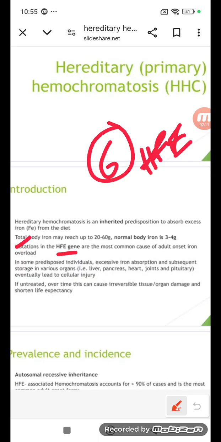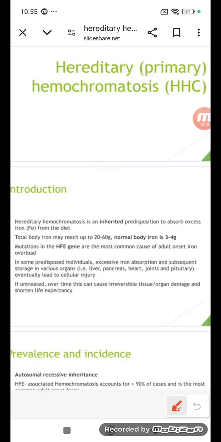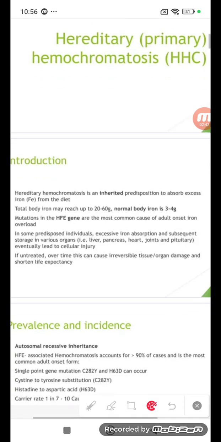Mutations in the HFE gene are the most common cause of adult-onset iron overload, increasing the iron concentration in our body. The iron increases not only in the blood, but is sometimes stored in the liver, pancreas, heart, joints, and other body parts also. It leads to cell injury, sometimes cell death also occurs in our body. Cell damage and cell injury occur in the body.